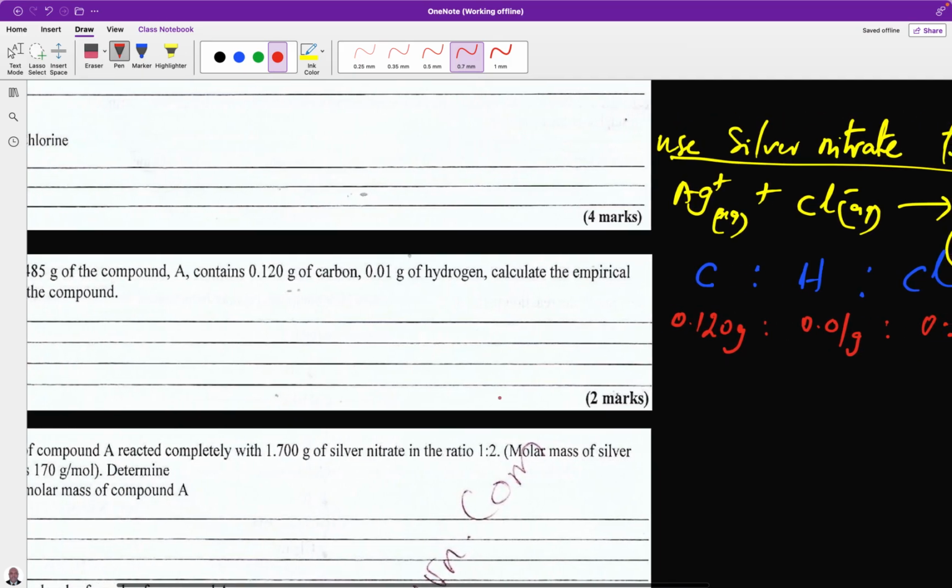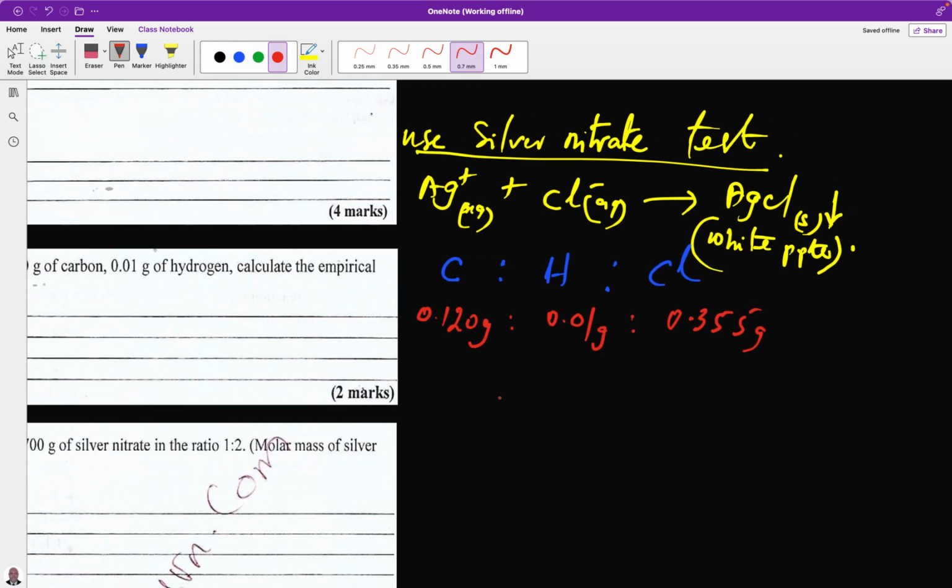Now that is the mass. We want to have the moles of this, the number of moles. The formula to have the number of moles of a particular substance is you divide the given mass by its relative atomic mass. And the relative atomic mass for carbon is 12.